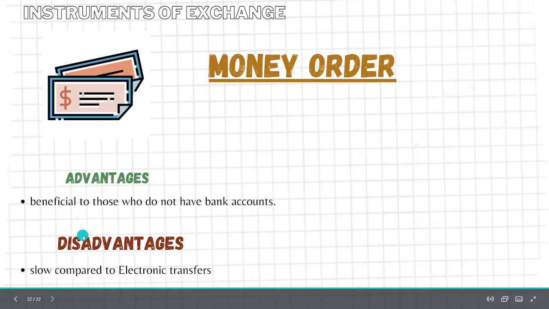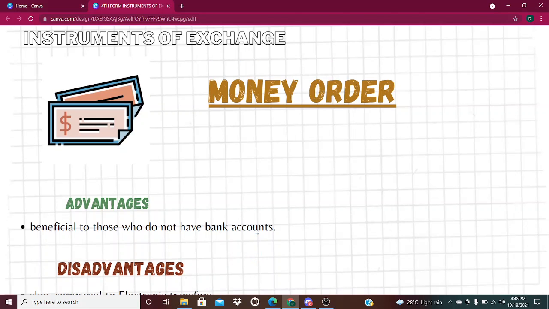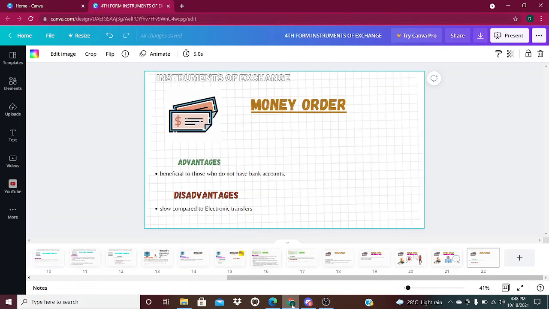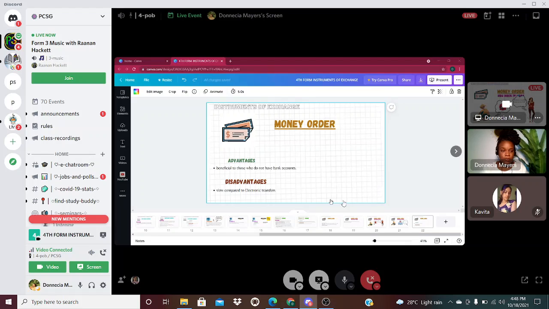And as I mentioned before, it is slow compared to electronic transfers. That's it for today. We will look at the remaining ones next week.